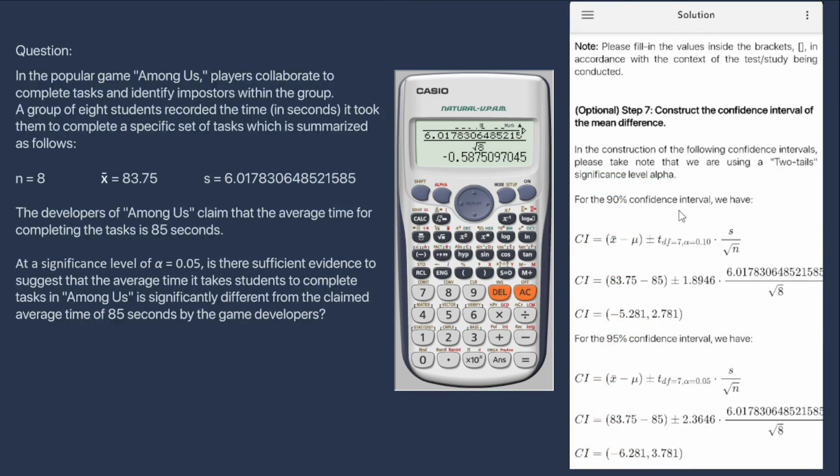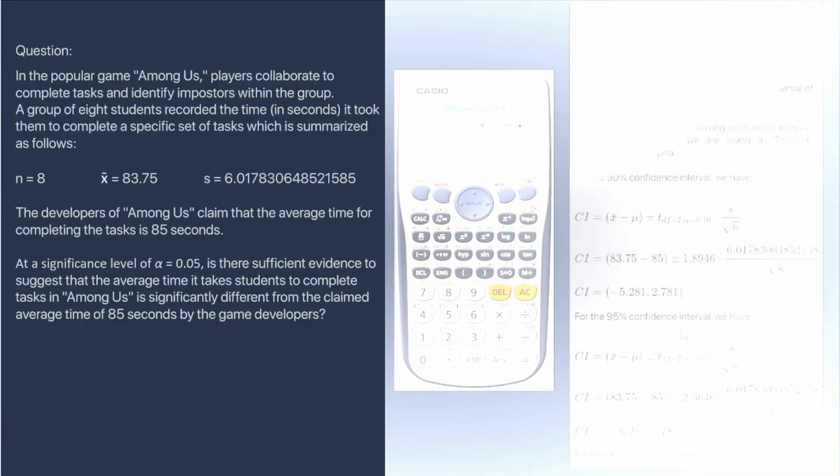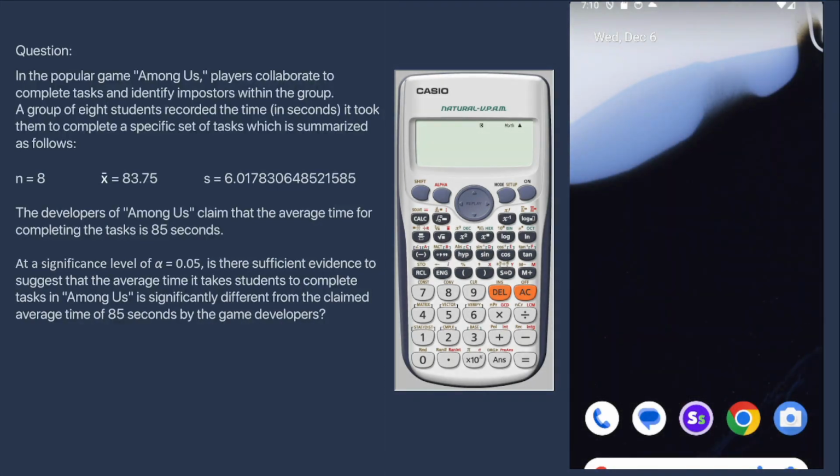For the 90% confidence interval, since 0 is found between these two values, then we say that the mean difference is not statistically significant. In this video, we will be performing a one-sample t-test.